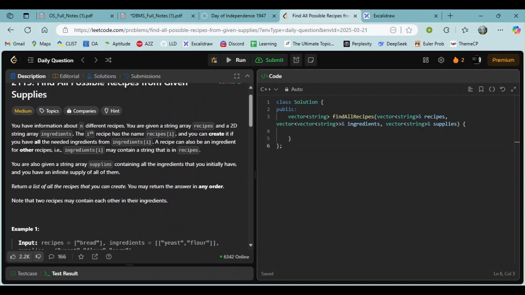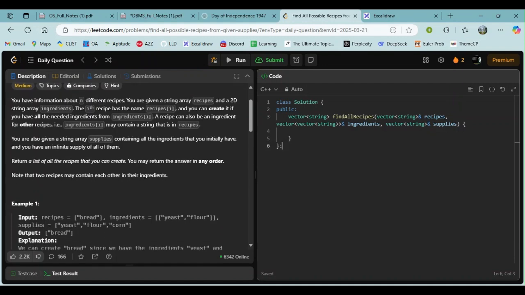You are given a string array recipes and a 2D string array ingredients. The ith recipe has the name recipes[i], and you can create it if you have all the ingredients from ingredients[i]. Means we can create any recipe if all its ingredients can be found in ingredients[i], and a recipe can also be an ingredient for another recipe. I mean, an ingredient of i can also be a recipe of others.